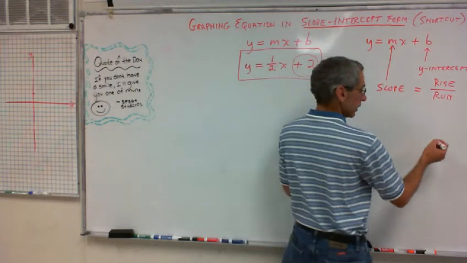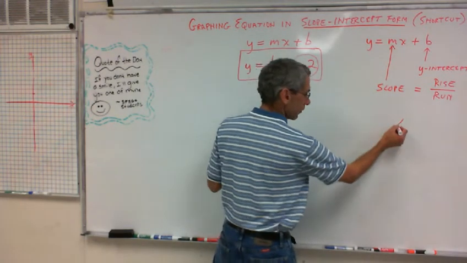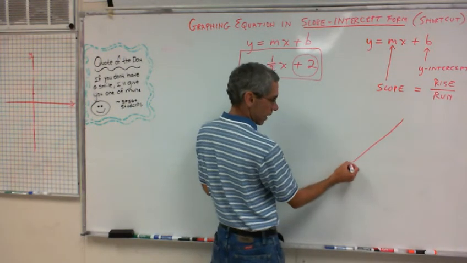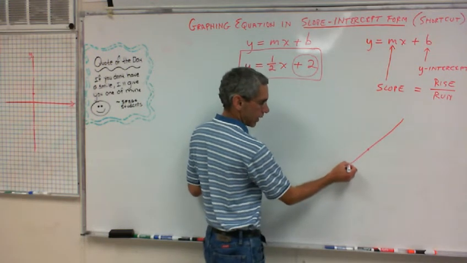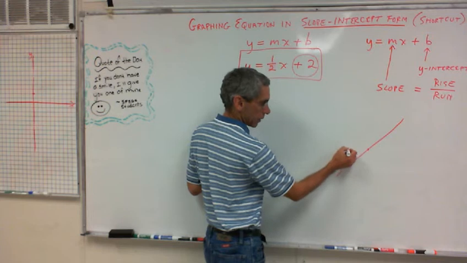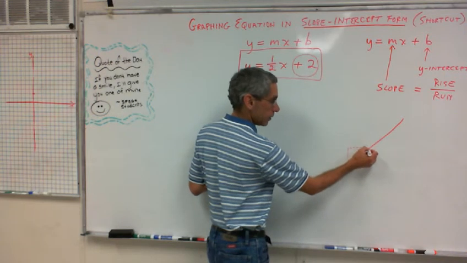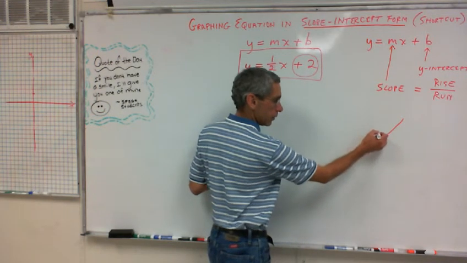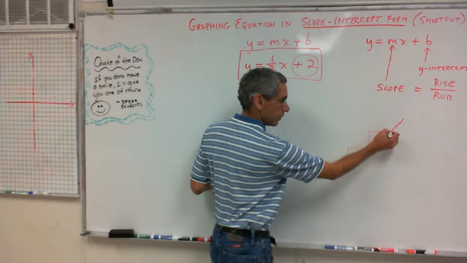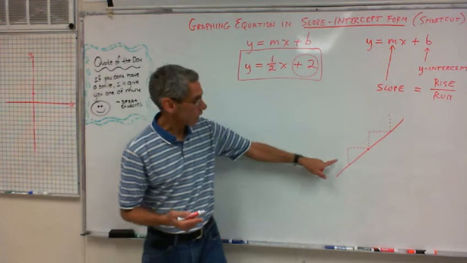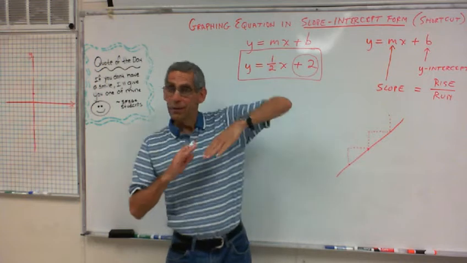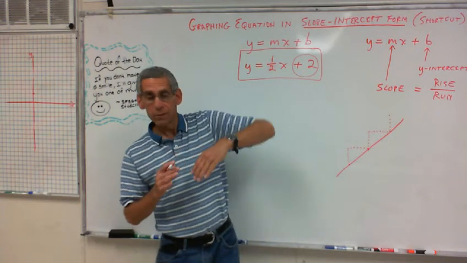So think about it. If I have a line like this, right? I have a rise, if I want to go from here to here, those 2 points, I will rise this way, and I will run this way. Rise this way, run this way, right? It's rise over run. That's how you actually get a slope, right?